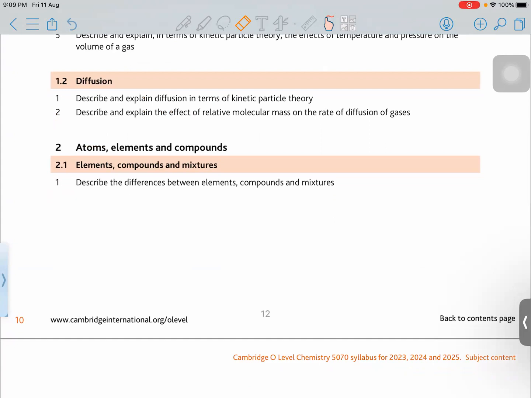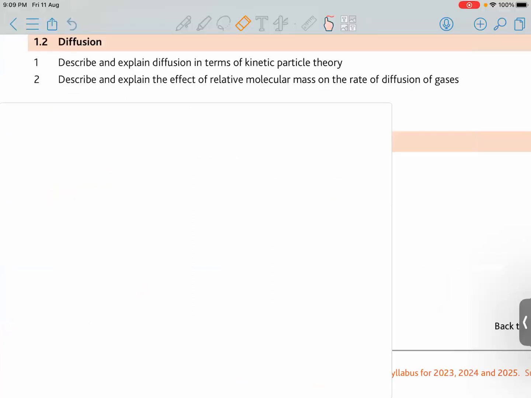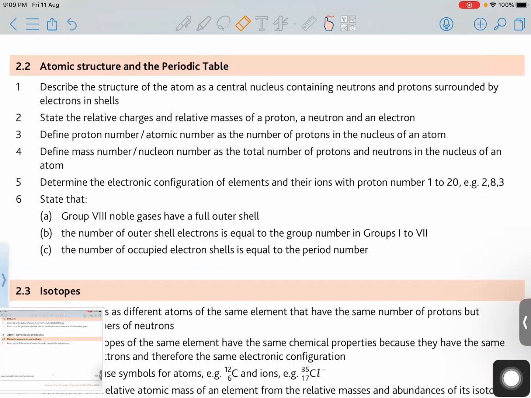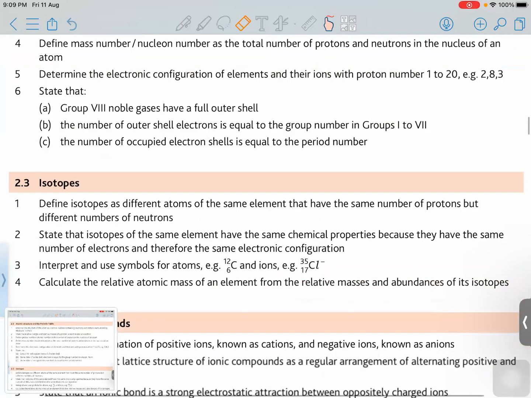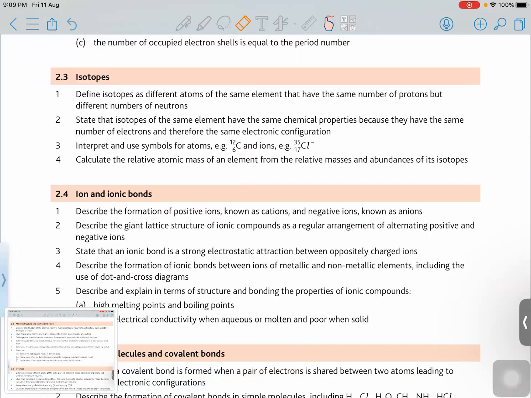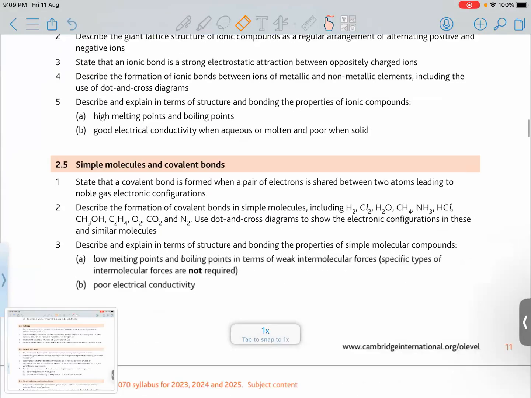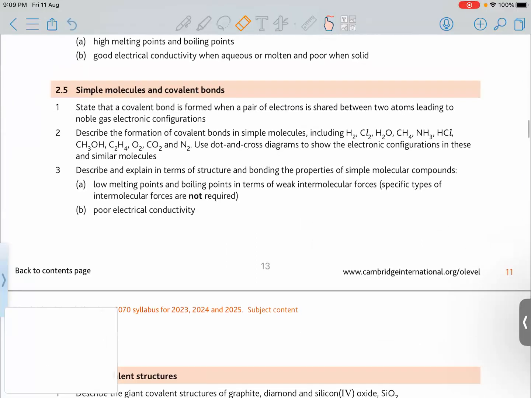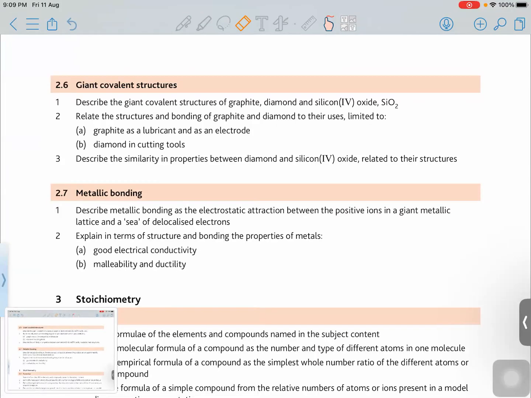This is the new chapter, atom, element, and compound. Then 2.2, atomic structure and the periodic table. Then topic 2.3, isotope, ion, and ionic bonding. Then simple molecules and covalent bonding. Then giant covalent and metallic bonding. This is your second chapter.